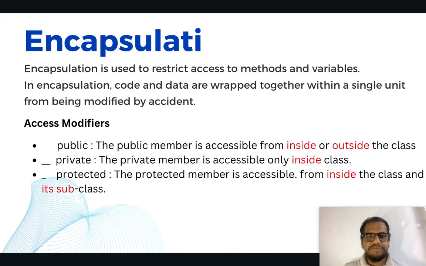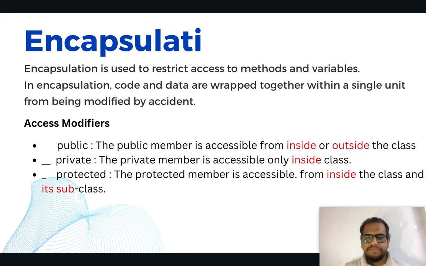Encapsulation. Encapsulation is used to restrict access to methods and variables. Code and data are wrapped together within a single unit, from being modified by accident. In this case, access modifiers have three types: public, protected and private.